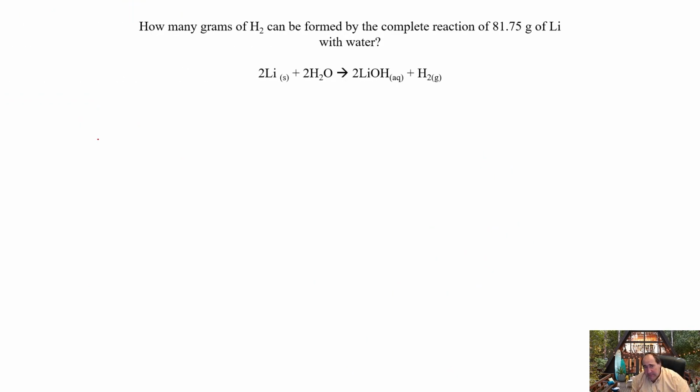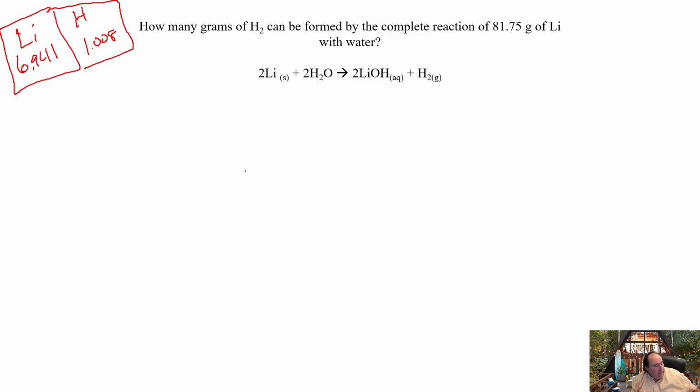All right, let's take a look at another one here. Now, using the same equation we just did, we want to know how many grams of H2 we would form if we started with 81.75 grams of lithium. Some information in case you don't have a periodic table: lithium is 6.941, and hydrogen is 1.008, I think.